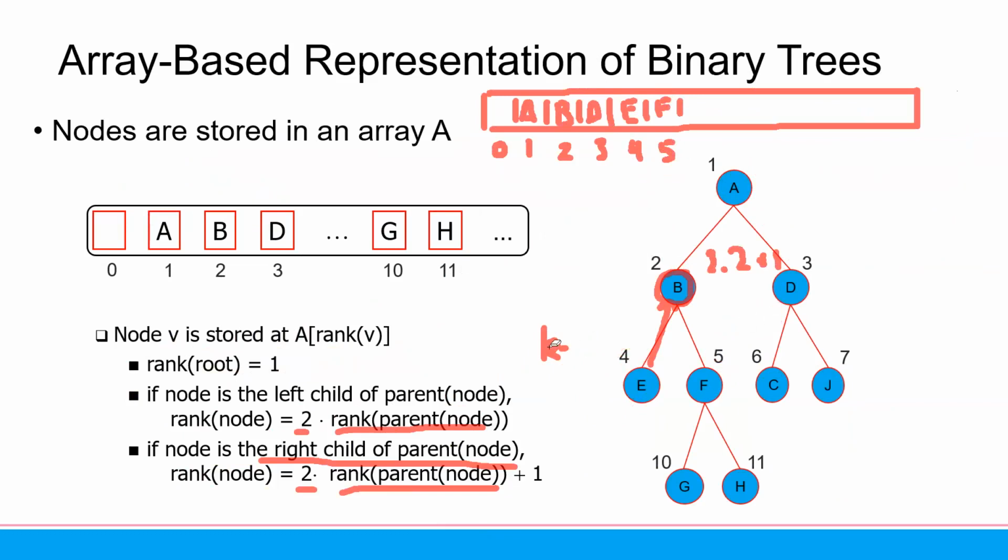What is the content of index 8? We have 6, we have 7. Okay. We have 6, which is C. We have J as the index 7. What about 8 and 9? What is the content in the index 8 and 9?